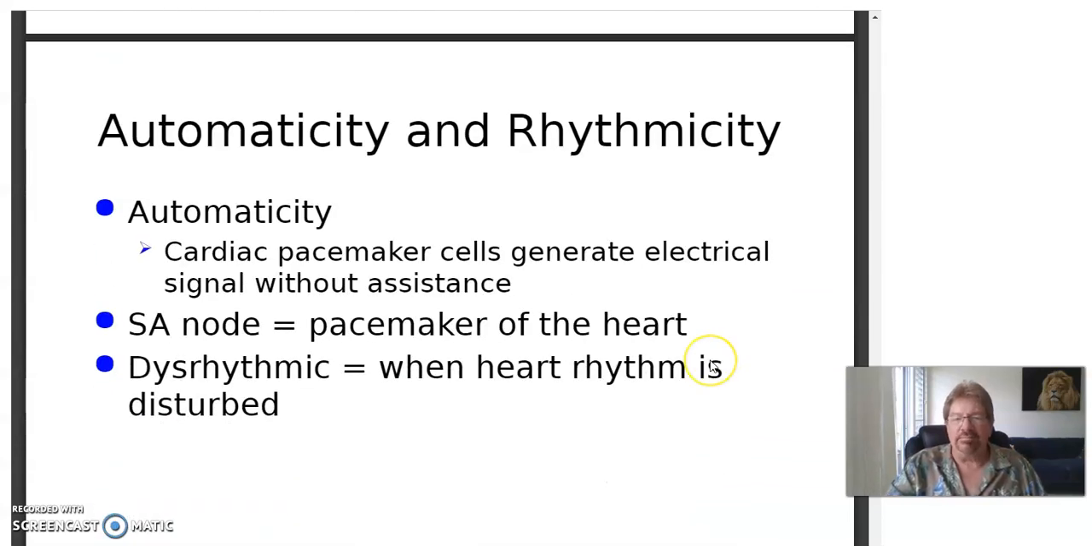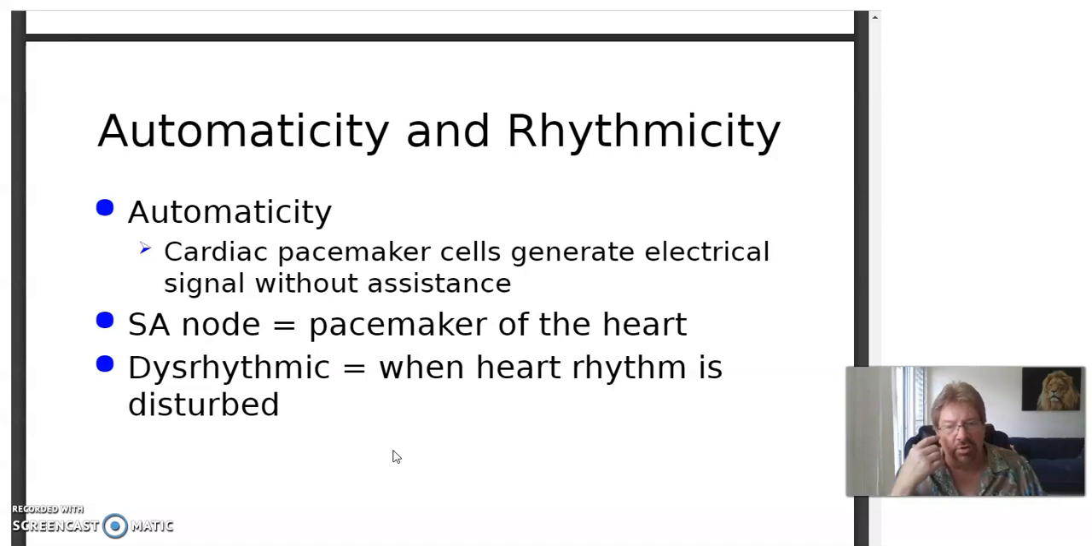Automaticity and rhythmicity. Automaticity: cardiac pacemaker cells generate electrical signal without assistance. What's that mean? They just do it. The SA node is the natural pacemaker of the heart. Dysrhythmic: when heart rhythm is disturbed. There's a lot of different conditions that have arrhythmias and various alterations in normal rhythmic patterns.